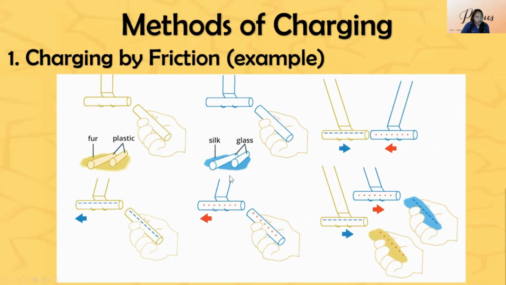And when we place the two rods, one is the plastic rod and the other is the glass rod, near each other, they will attract because they are of opposite charge. Same with the glass rods and the silk when placed near each other, and the plastic rods and the fur when placed near each other, they attract. Okay, so this will really tell us that two opposite charges placed near each other will attract.